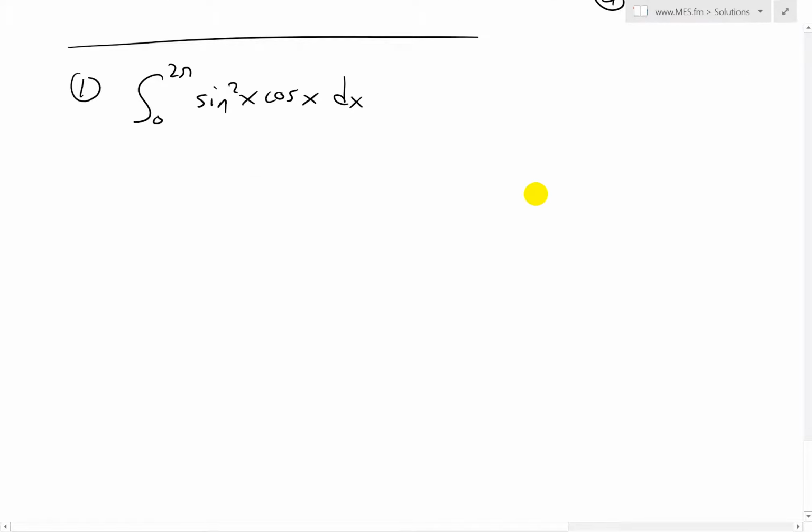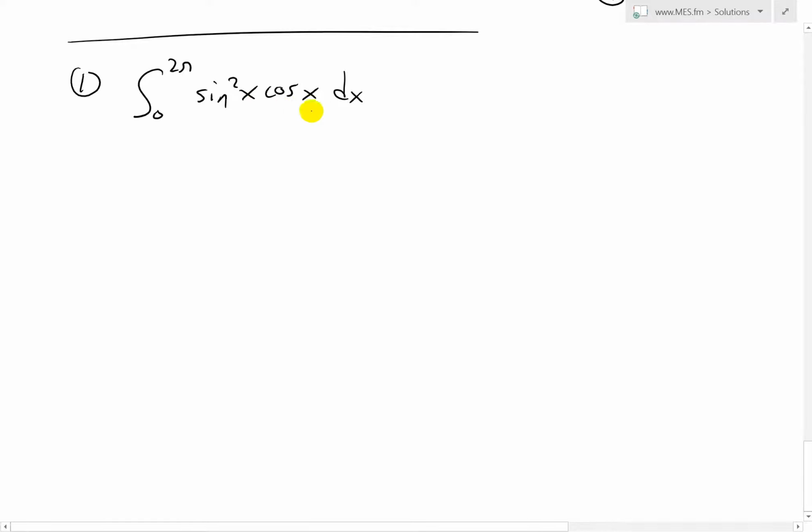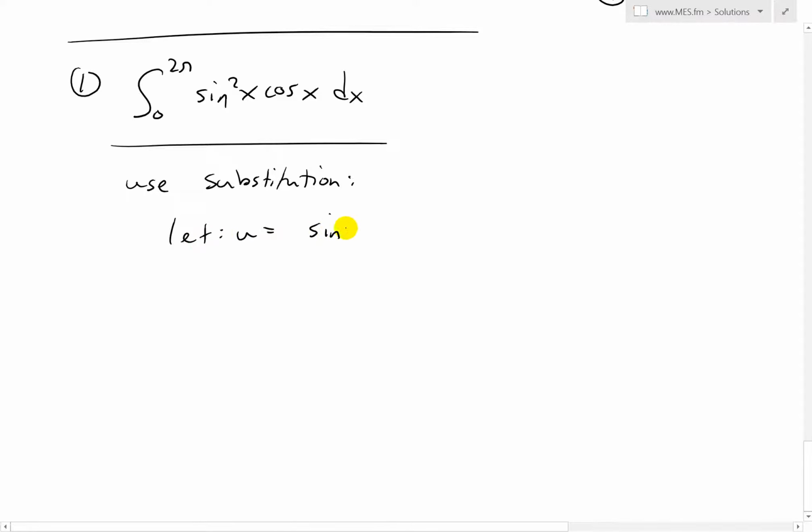I showed in, I think it was question 2 or question 3, that we could just use substitution, because we know the derivative of sine of x is just cosine of x. So if we let u equal sine of x, then du is just equal to cosine of x dx, which is exactly this, so we could just replace it fully.